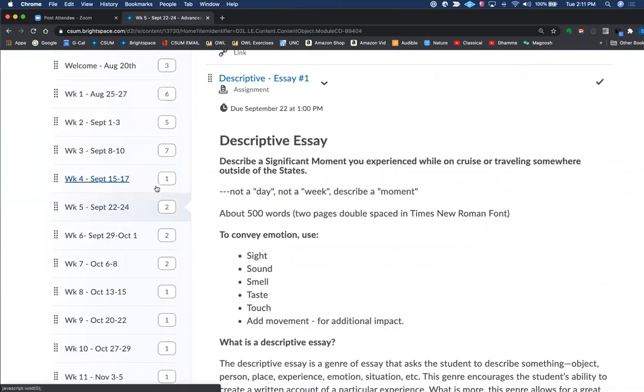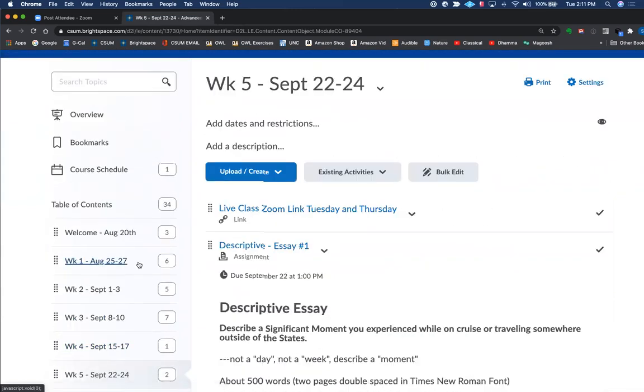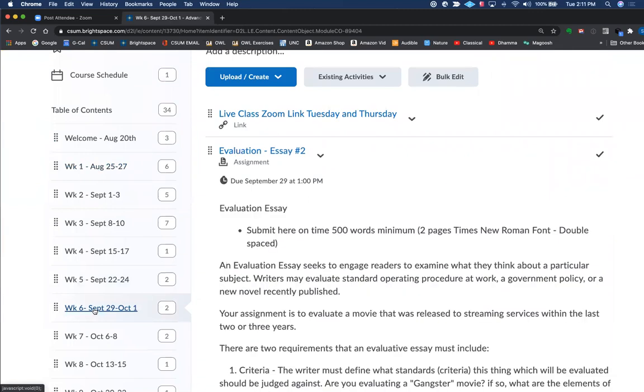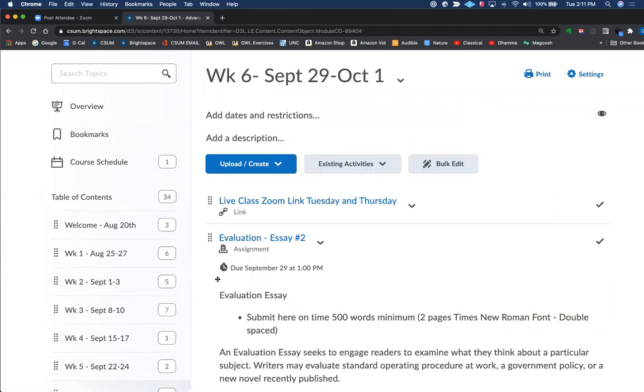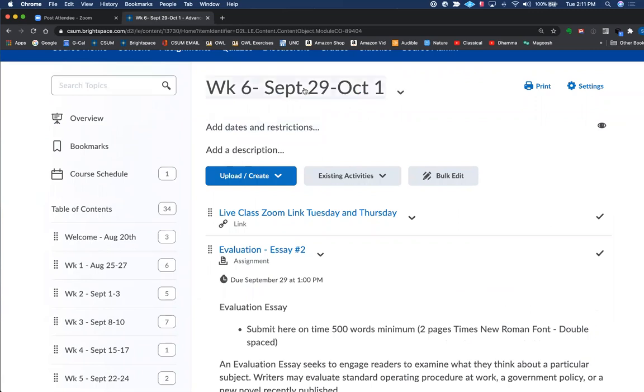The following week, week 6, we will take our grammar test here on the 29th. Why don't we do this? Why don't we make it the 29th, the essay will be due, and then I'll post this up so that October 1st will be our grammar assignment.